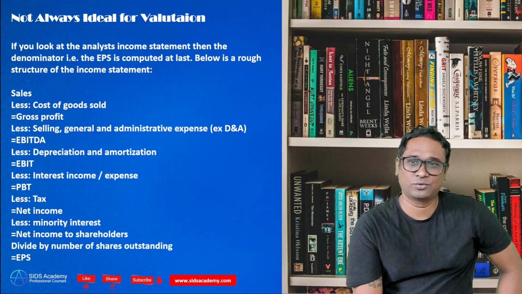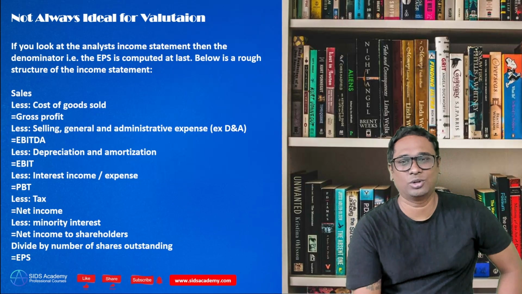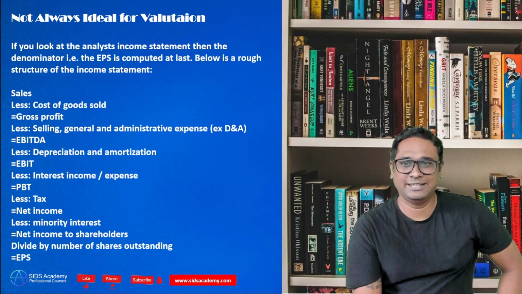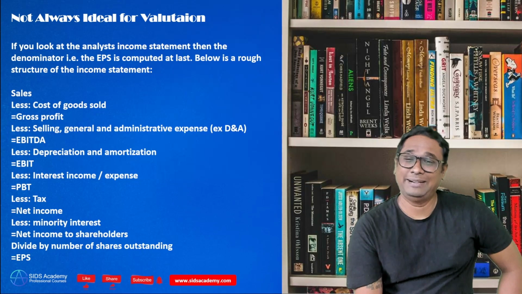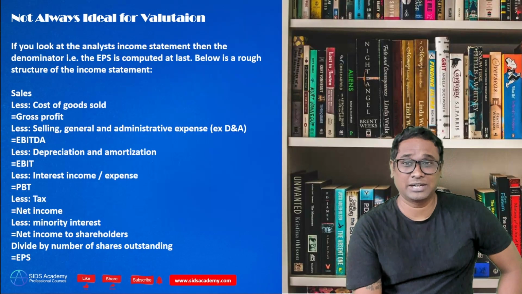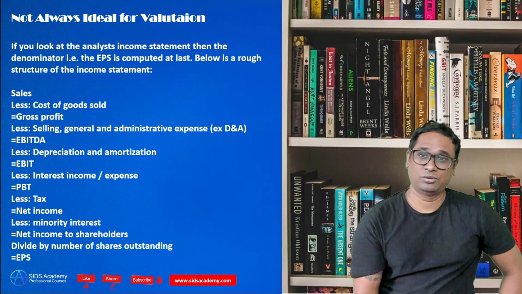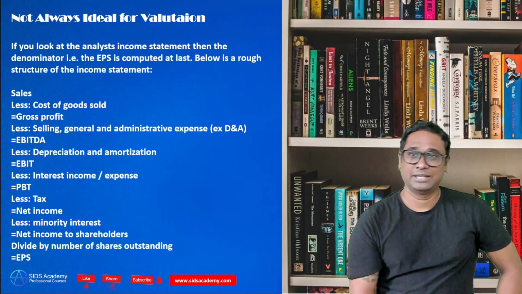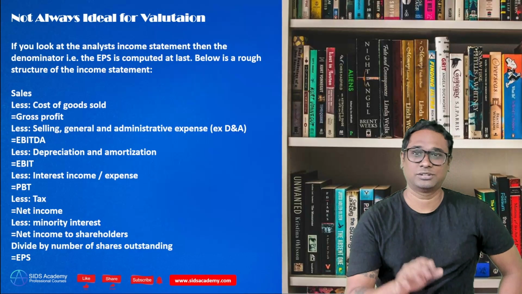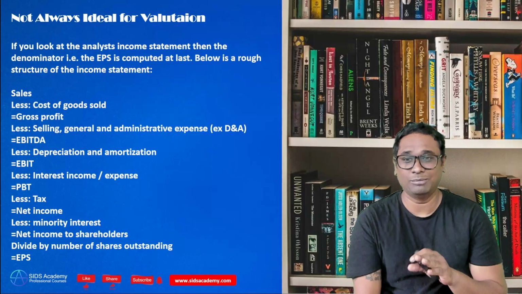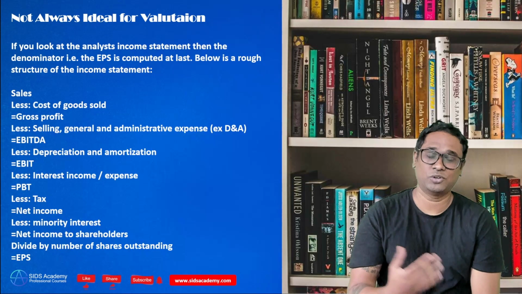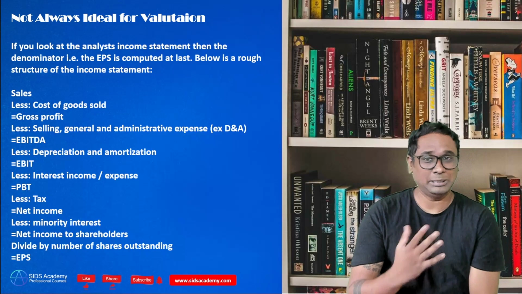Sales less cost of goods sold, you will get gross profit. Gross profit less SG&A, you will get EBITDA. EBITDA less depreciation and amortization, you will get EBIT. EBIT less interest income and expenses, you will get PBT, that is profit before tax. Less tax, you will get net income. From that net income, you have to deduct minority interest. Then you will get net income to shareholders. And net income to shareholders, when you divide it by the number of shares outstanding, you will get EPS.